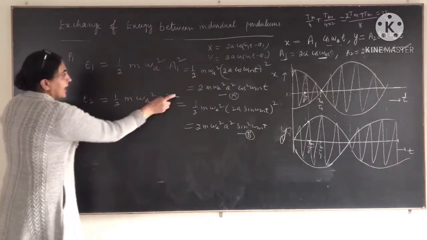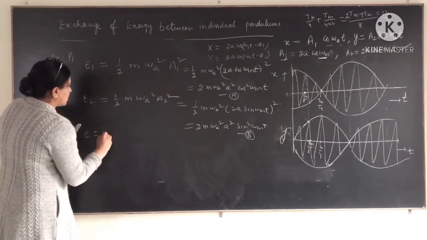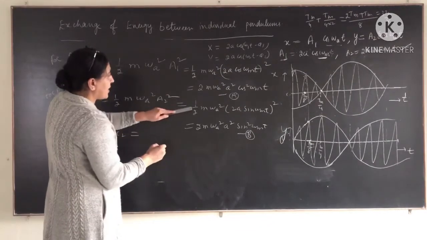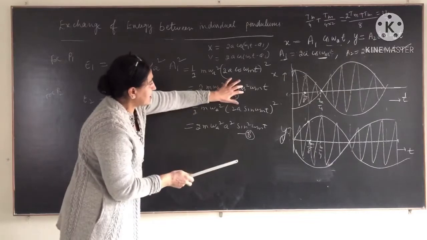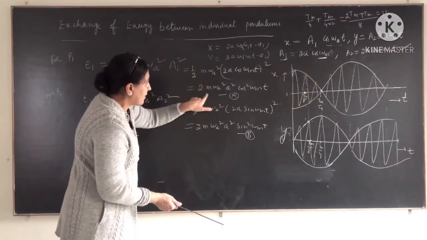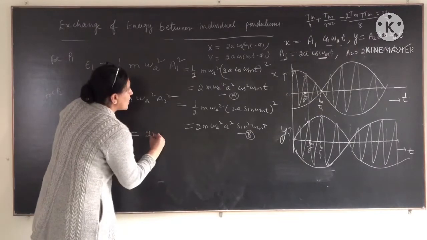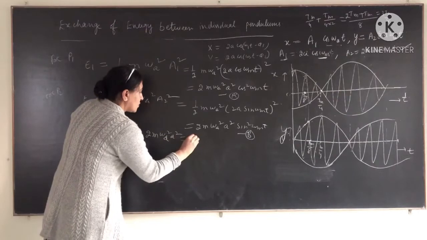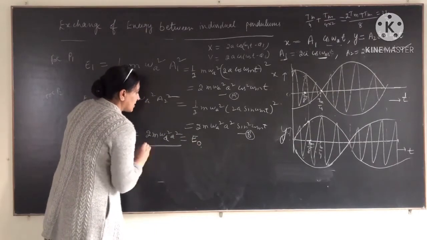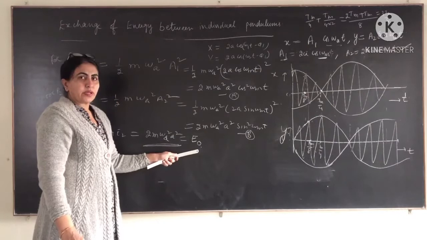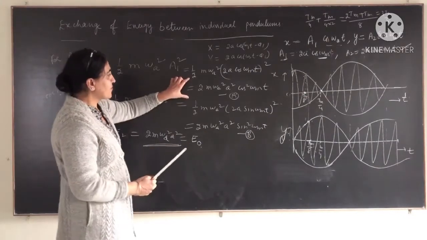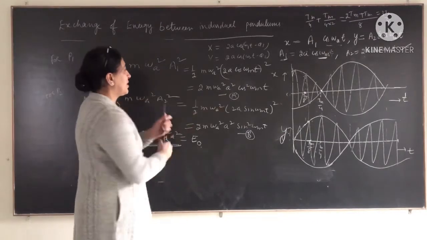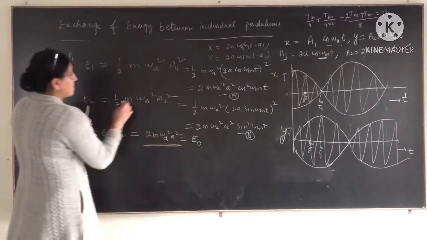Now adding A and B. So E is equal to E1 plus E2. When adding these two, sin square theta plus cos square theta is equal to 1. We have only remaining 2m omega square a square, and this is equal to a constant, because these whole terms are constant. This is equal to E naught. So put here the value of 2m omega square a square.